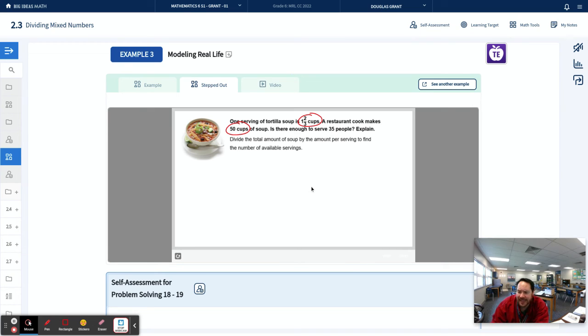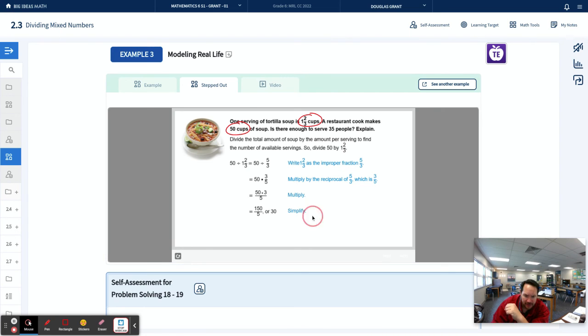So how do you write 50 as a fraction? Yeah, it's 50 over 1. So we're going to do 50 over 1 divided by, and then this 1 2/3 we're going to turn into 5/3. Then you'll flip over the 5/3 to make it 3/5 and multiply, and you end up getting 150/5, which is the same as 30. There's currently enough soup to serve 30 people. So can you serve 35? No, you cannot.